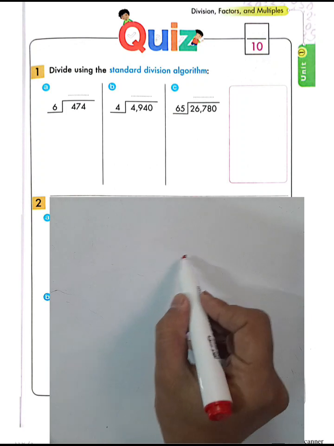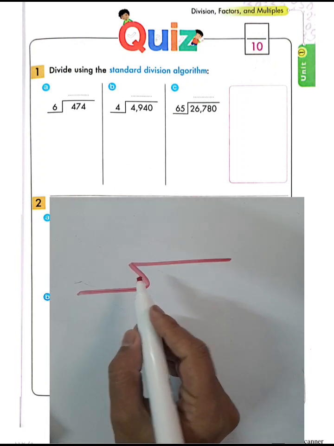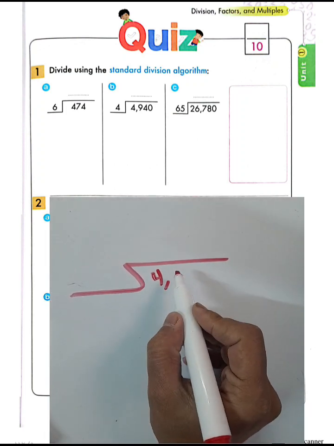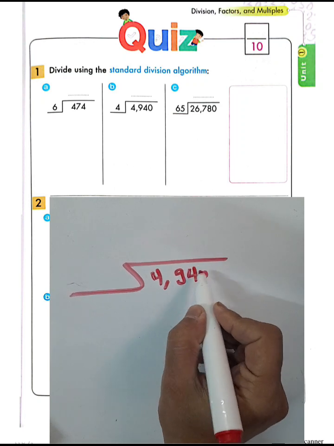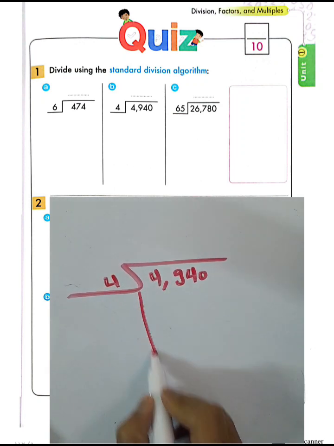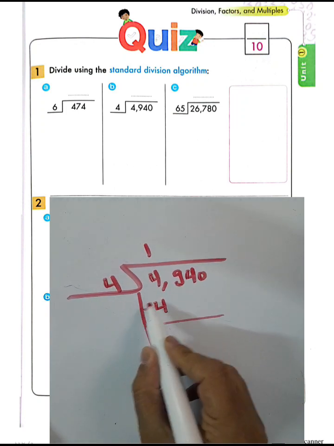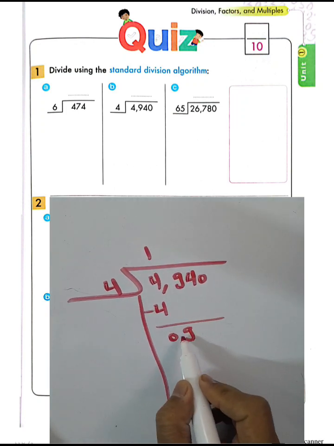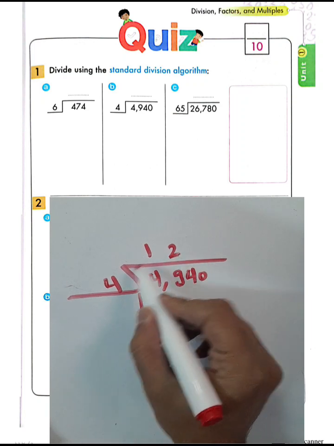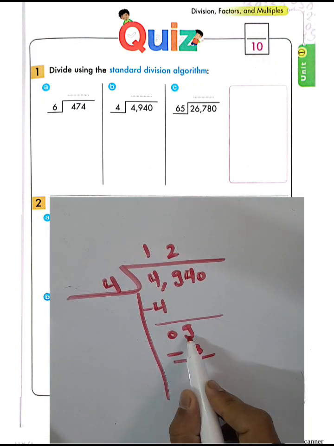Next question. 4,940 divided by 4. 4 divided by 4 equals 1. 1 times 4 equals 4. The difference is 0. Then drop 9. 9 divided by 4 is 2. 2 times 4 equals 8. 9 minus 8 is 1.